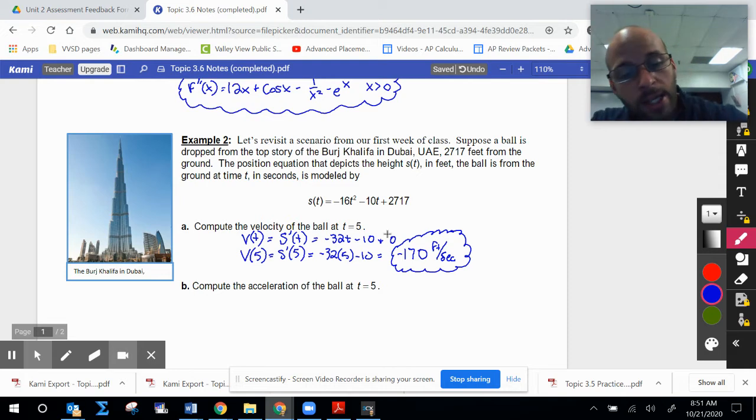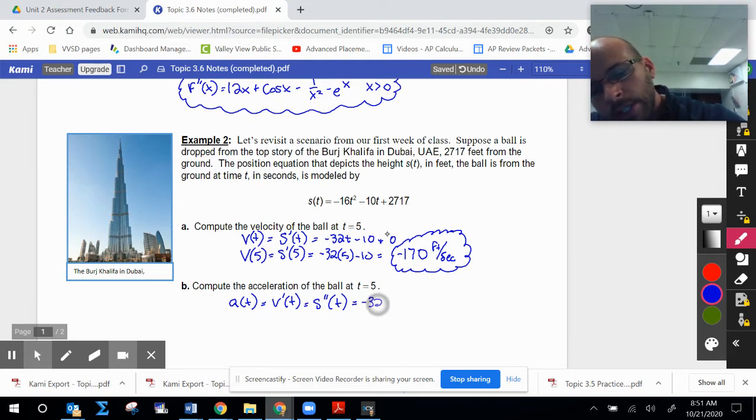So now if I want acceleration, I want to take the derivative of velocity, which is also the second derivative of position. Okay, now I'm just going to take the derivative of the function above. So the derivative of a negative 32t is a negative 32. Derivative of 10 is just 0. So if I want the acceleration when t is 5, I'm just going to get a negative 32. Now this would be feet per second squared.